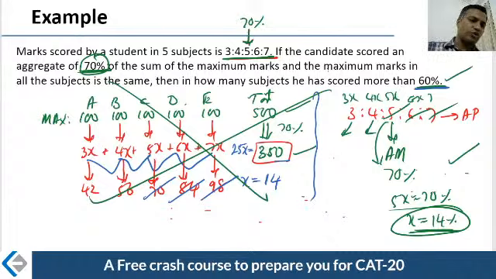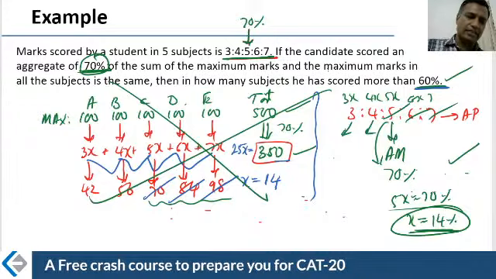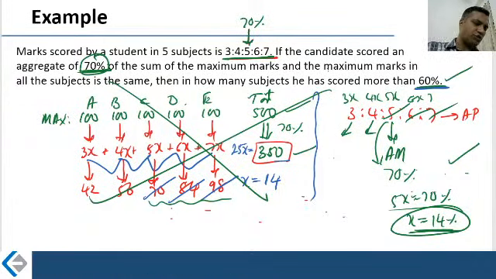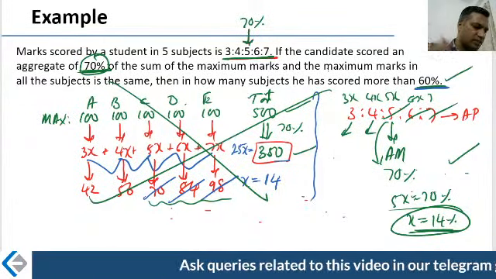Great. All right, now the answer to this question was 3 subjects. In 3 subjects he scored more than 60%. The answer to this question is 3. There we go. You are understanding the stimulus here clearly.